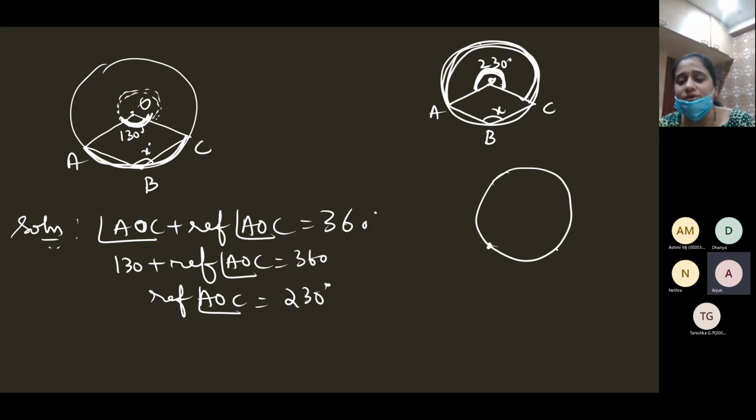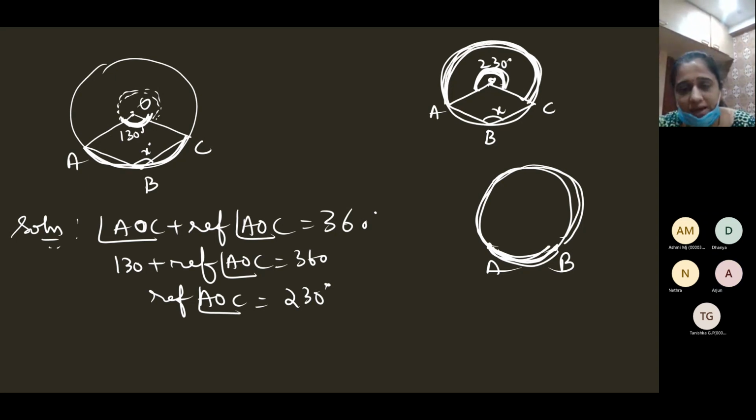See, in a circle, when you take 2 points, if you refer to this arc, this is the minor arc AB. If you're talking about this arc, it's the major arc AB. So this angle 230 degrees is subtended by this arc AC only, but it's a major arc.